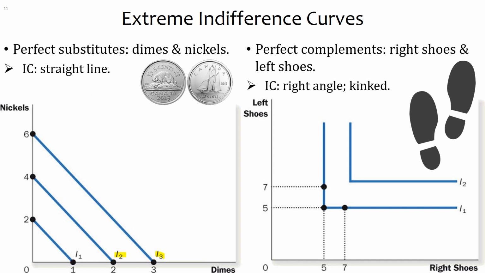So if you see here, if you have 5 right shoes and 5 left shoes, it gives you a certain level of satisfaction, like here. And if you have more left shoes or more right shoes, it's going to be the same level of satisfaction, because just having one side is not going to give you any more satisfaction. All right, so pause here and draw your diagrams.